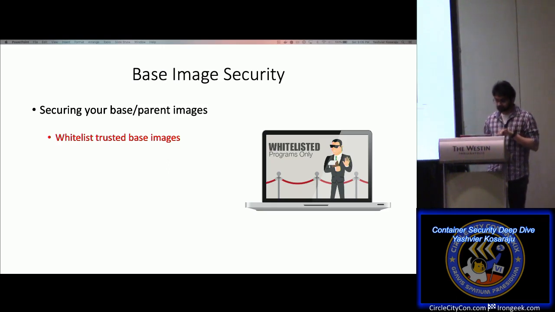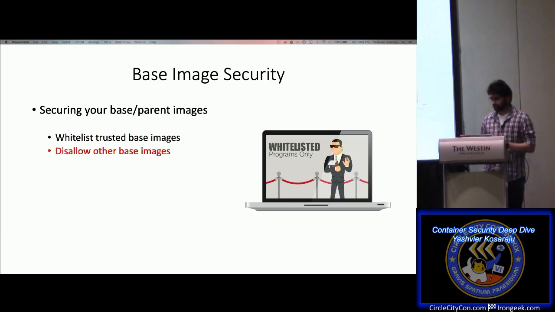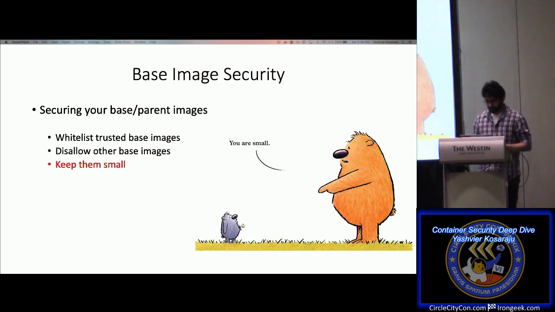Whitelist trusted base images. Pulling base images off the internet is not a good thing. There have been recent studies that show a lot of images available publicly have known vulnerabilities in them. So the first thing you could do is whitelist trusted base images. These could be ones that you build from scratch or get from a trusted source, and do not allow any other base images to be deployed or referenced in your environments.